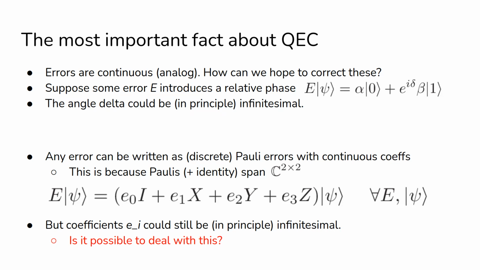Alpha and beta are given, they're the original state. And then we have this e to the i delta, which is transformed into the coefficients E0 through E3, which are static, they're not changing, but they're there, it's something.